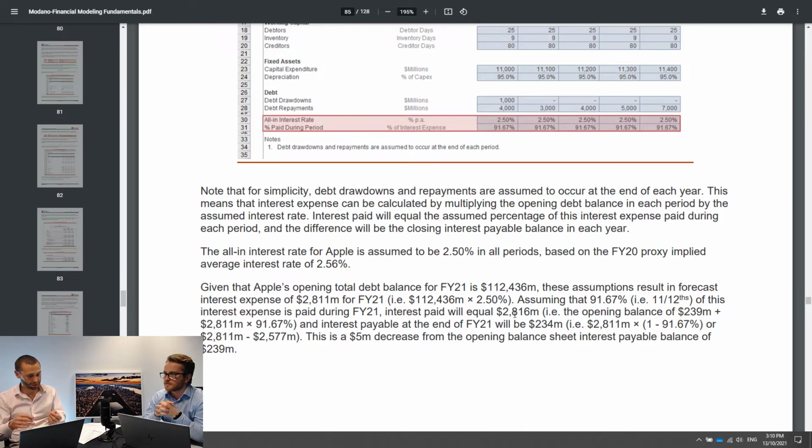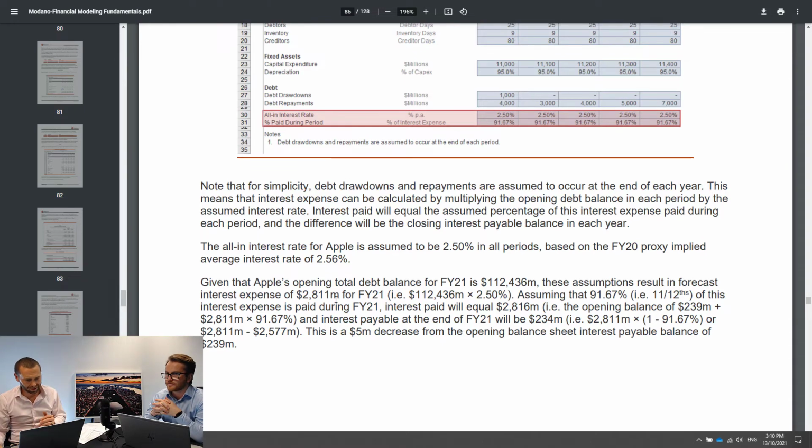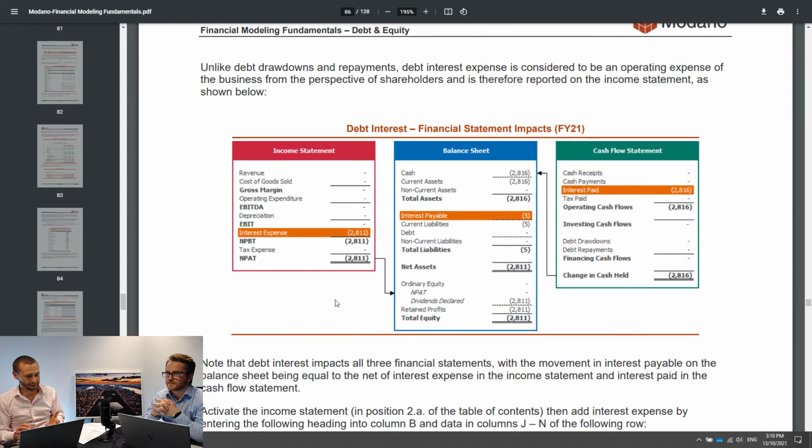Will be 2,816 because it'll incorporate the 11/12 that's actually paid plus the opening balance of the 239. Yep. Okay, so that's actually a $5 million decrease from the opening balance sheet interest payable because obviously the debt balance is being paid back. Okay, so if you look at that from a financial statement impacts perspective, you've got interest expense of 2,811, you've got interest paid of the 2,816, which is 11/12 of the 2,811 plus your opening balance of 239, and then the net movement is 5 down, a 5 reduction in interest payable because you still had interest payable, but you've reduced your amount of interest payable.